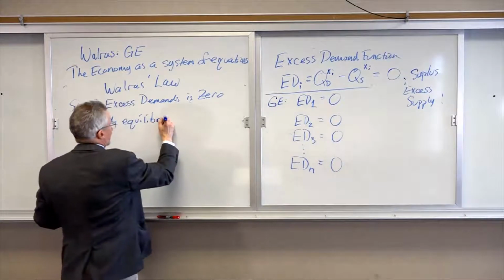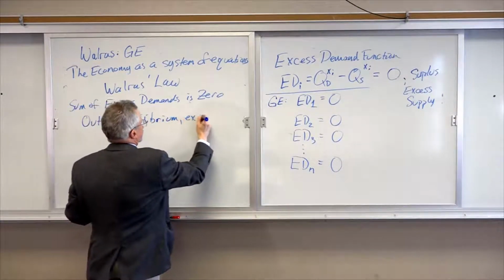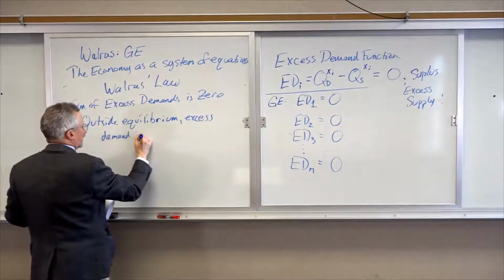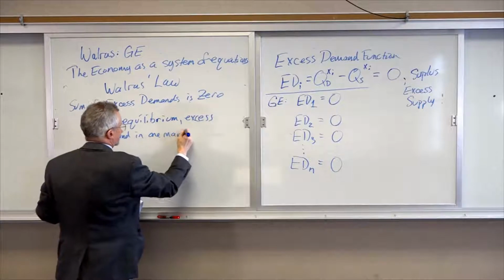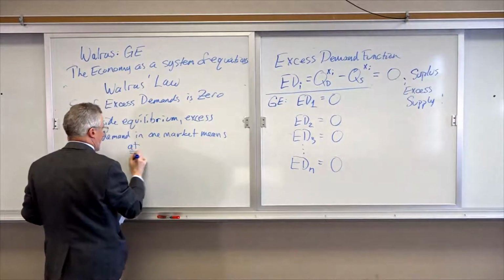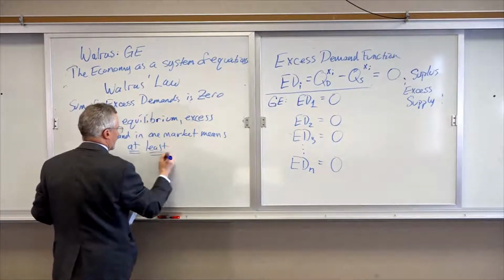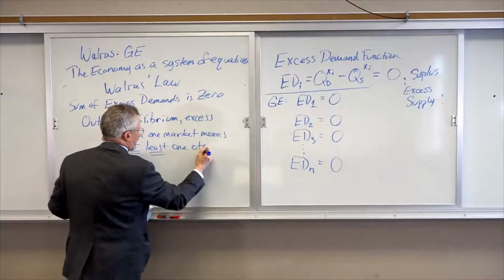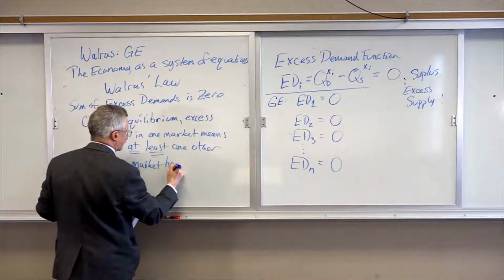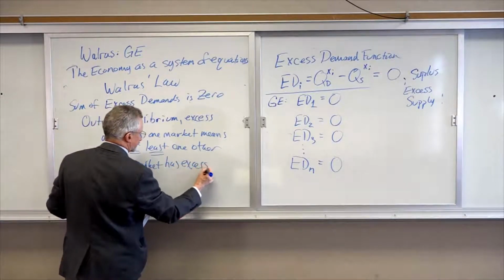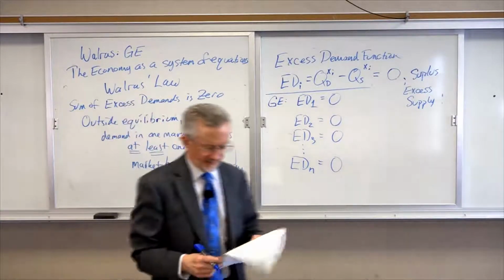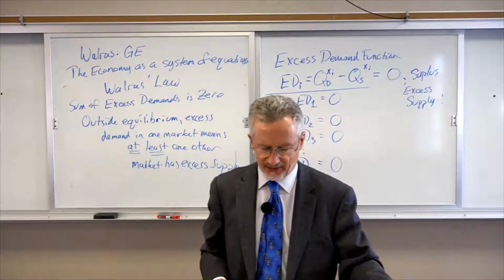But outside of equilibrium, excess demand in one market means at least one other market has excess supply. That's crucial. That's important for understanding what he's getting on about.